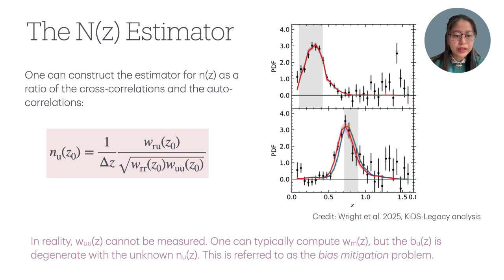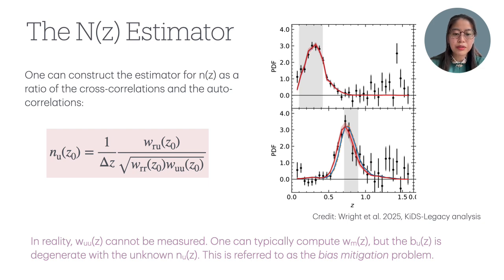Of course, in reality, you won't be able to really measure the unknown autocorrelation, but you can model it in some way and assume a bias evolution of the unknown sample. Of course, this comes with complications and uncertainties, but despite this complexity, you can work pretty well with the clustering z method for many of the stage 3 surveys.